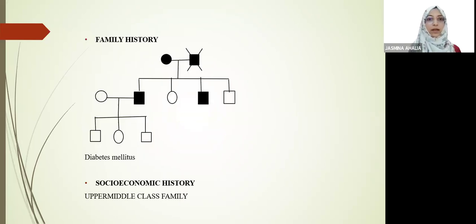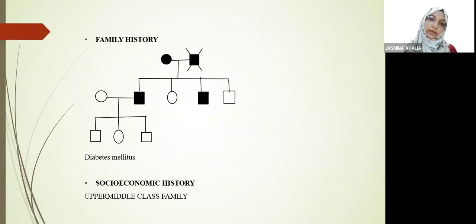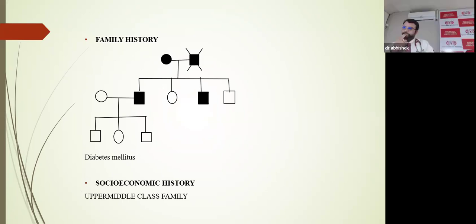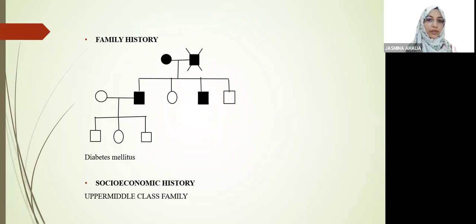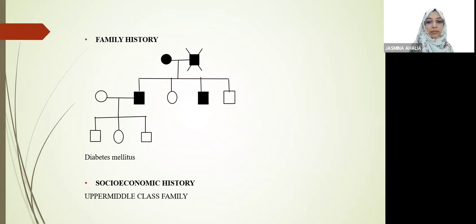Okay, sir. Coming to family history, there is history of diabetes mellitus in both his parents. Father died due to diabetic kidney disease, and he was on hemodialysis at the time of death. One of his brothers also has diabetes mellitus. And socioeconomic history, upper middle class family.